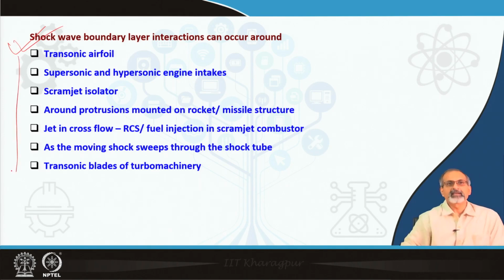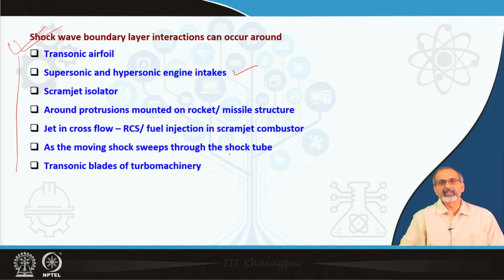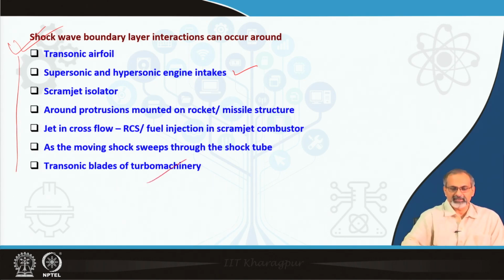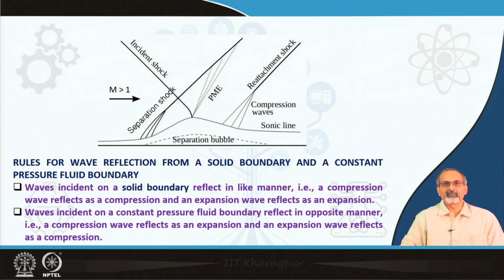Shock wave boundary layer interaction can potentially happen in different kinds of aerodynamic applications, starting from transonic airfoil to supersonic and hypersonic engine intakes, scramjet isolator, around protrusions mounted on rockets and missile structures, in jet in cross flow arrangements for reaction control systems, fuel injection in scramjet combustor. As the moving shock sweeps through the shock tube, there will be shock wave boundary layer interaction. It can also happen in transonic blades of turbo machinery. So, there are a myriad applications where they occur, and we now have a quick look at the flow feature which accompanies this very important aerodynamic phenomenon.